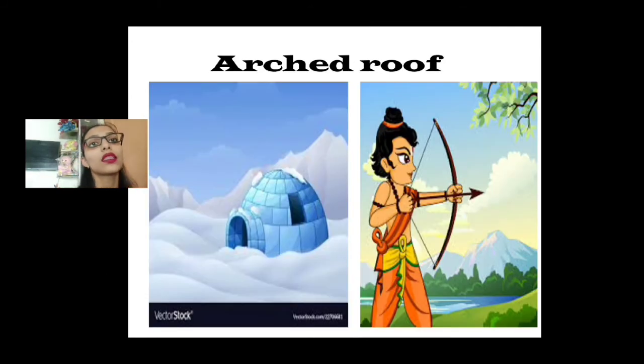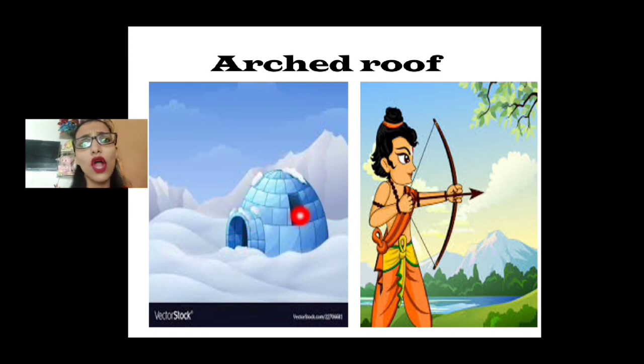Now the third and the last roof is arched roof. In this, the example of arched roof is igloo. But why is it said arched roof? Because it is curved from up. As you have studied the igloo, you have studied that it is having a curved part.